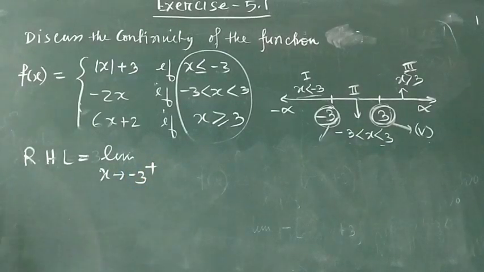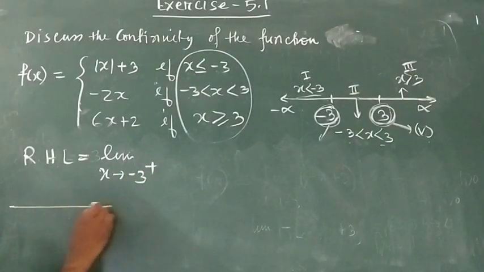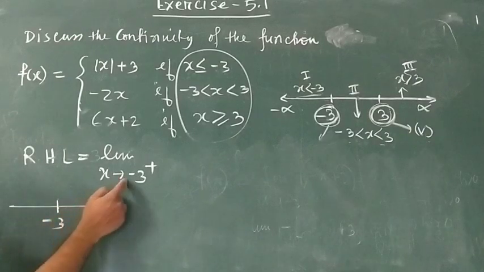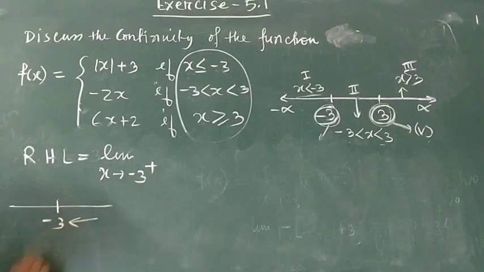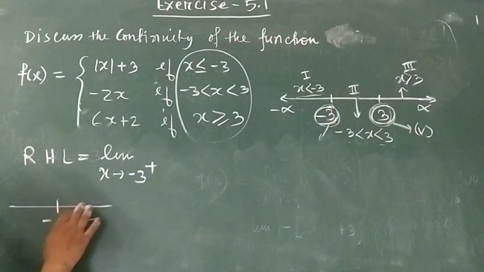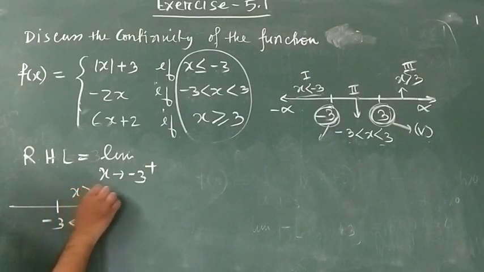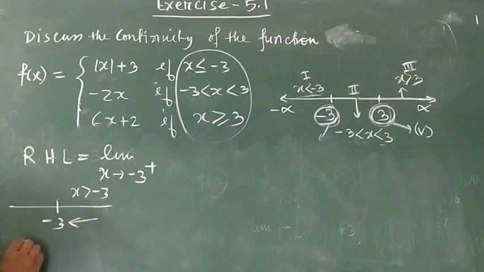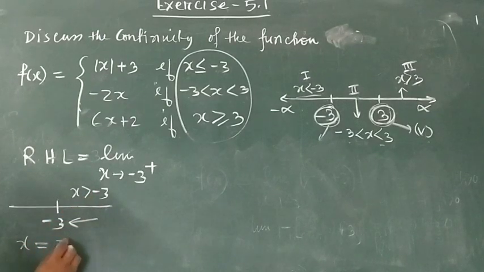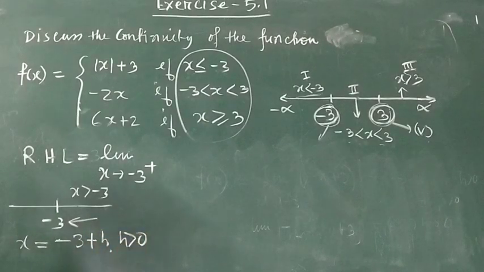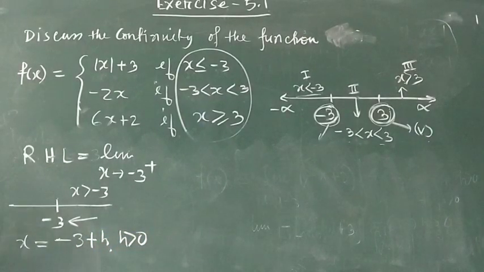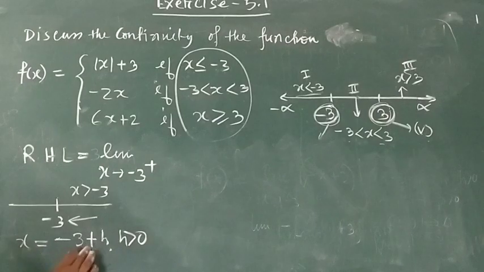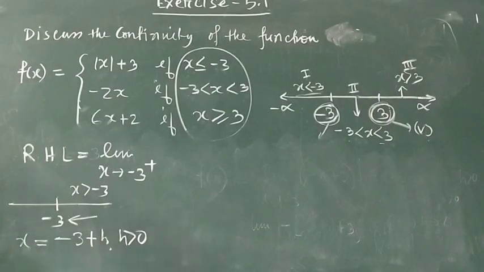X tends to minus 3 plus, again draw the number line. You see, this is minus 3 plus, which means x approaches minus 3 from the right. That means all the x are greater than minus 3. All the x greater than minus 3 means you can write x equal to minus 3 plus h, where h is positive. Then x tends to minus 3 implies h tends to 0.